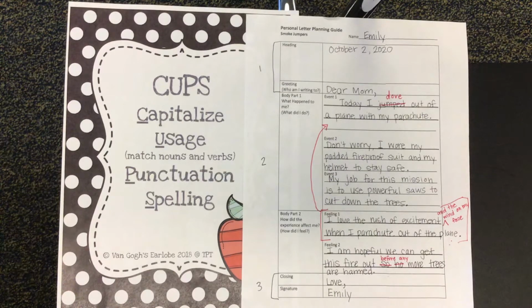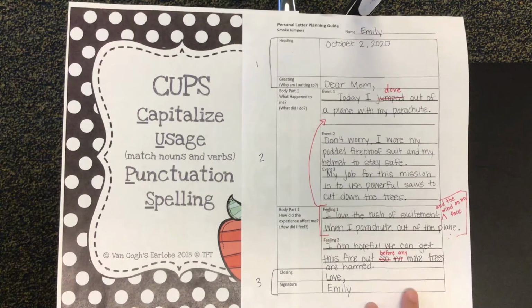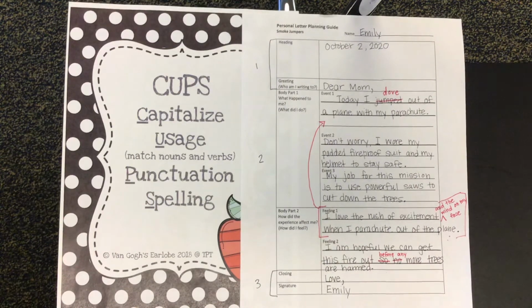Okay, so when we are revising, we go through and we look to add, remove, move, substitute. But when we are editing, we are looking for those things like capitals and punctuation and our spelling. So I would like for you to grab a pink marker or highlighter and a yellow marker or highlighter, and you can edit your personal letter right along with me as I do mine. So I'm going to start with capitalize because that's the first part of CUPS.